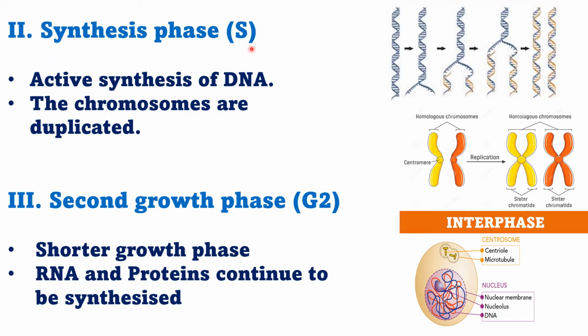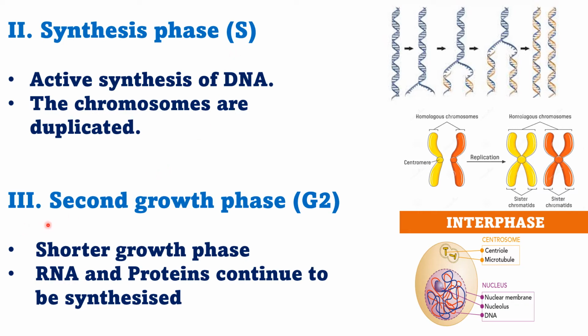Synthesis phase or S phase is the second phase of interphase. What are the changes that occur in the synthesis phase? First point, active synthesis of DNA. The chromosomes are duplicated. Chromosome duplication, that means DNA duplication, occurs in the synthesis phase.